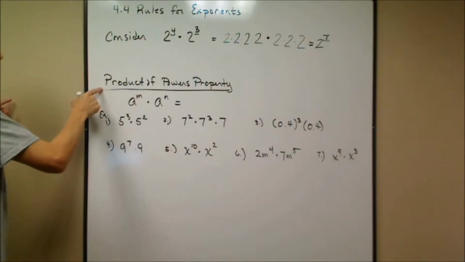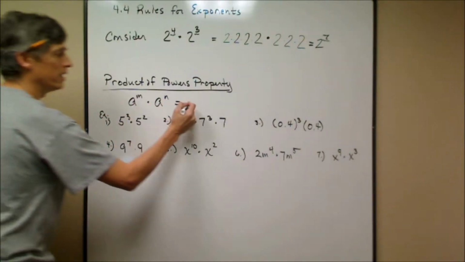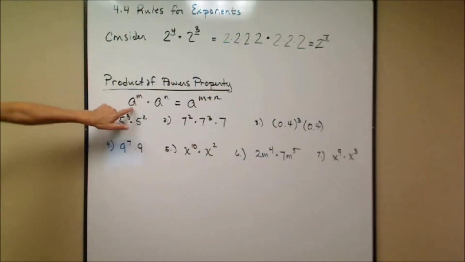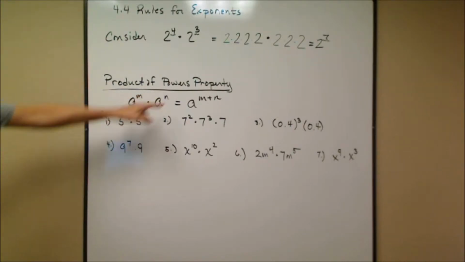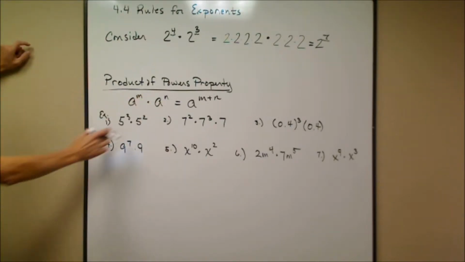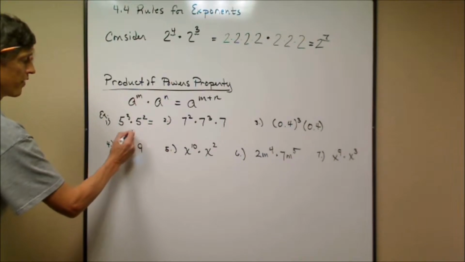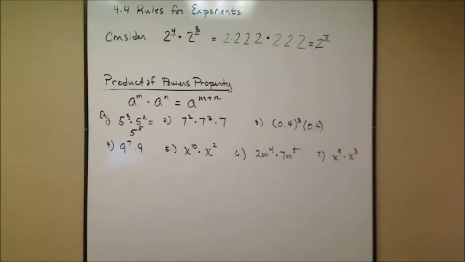So look at the product of powers property. A to the m times a to the n is a to the m plus n. As long as the bases of the exponential expressions are the same, you can multiply them by adding the exponents. Look at the examples. 5 to the 3rd times 5 to the 2nd. I keep the base the same, 5, and I add the exponents, which is also 5. So my answer is 5 to the 5th power.